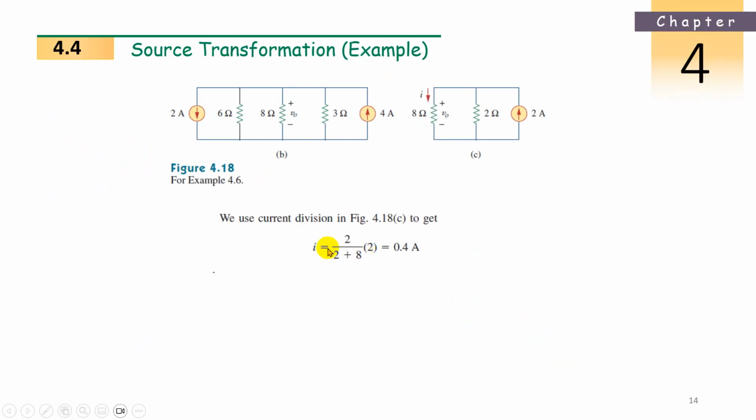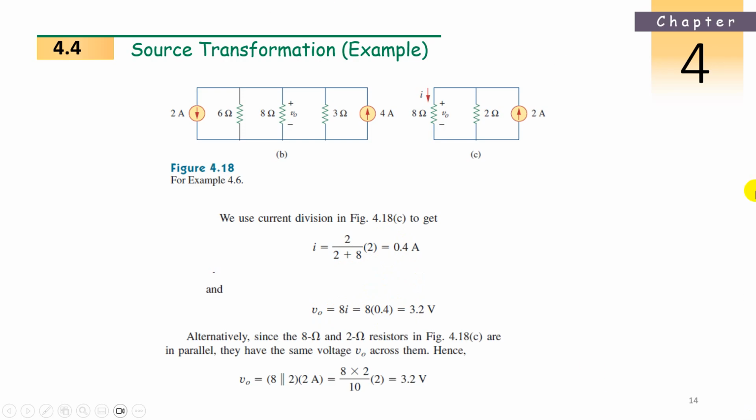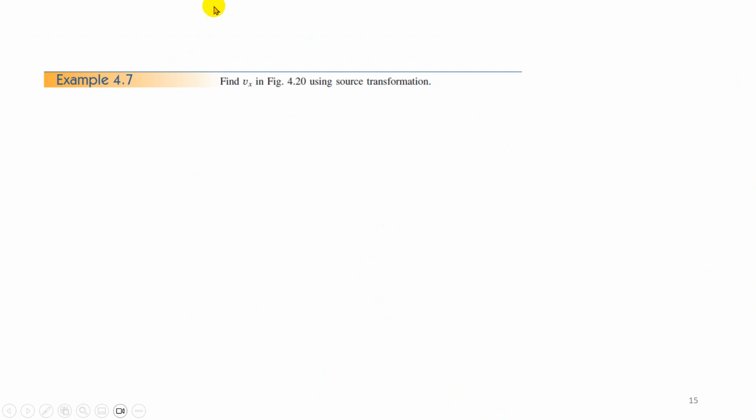Let's check. Continuation. Same thing what I told. So I is now 0.4 ampere. Other resistance divided by total resistance, 2 plus 8, into total current 2 amperes. 0.4 amperes. Now V0 is nothing but 8 into I. 8 is the resistance. I is here 0.4. So 3.2 volts is your answer. Okay. Like this also we can find, in an alternative method also we can find, no problem.